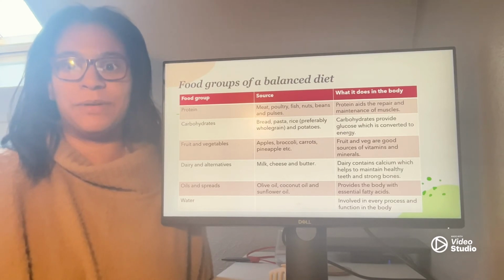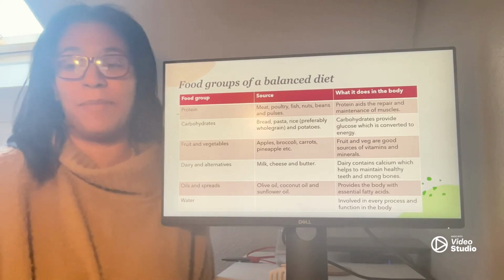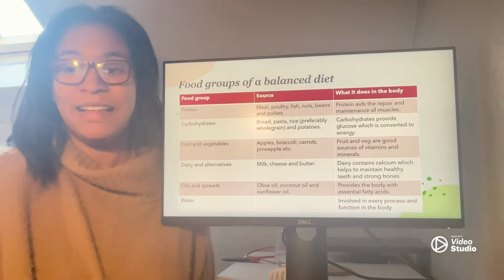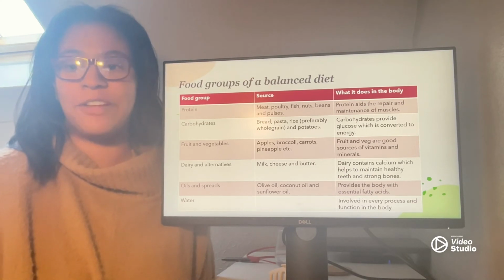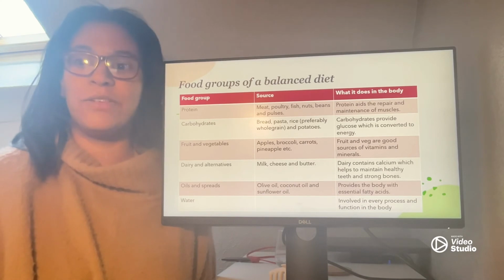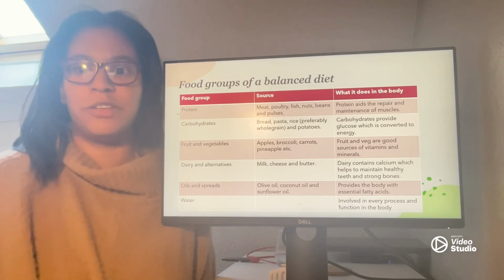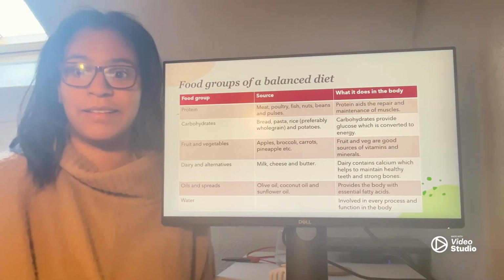Next, fruit and vegetables, which has so many sources from apples to carrots to broccoli. They're a good source of vitamins and minerals, including folate, vitamin C and potassium. They also provide dietary fibre and help to reduce the risk of heart disease and some cancers.